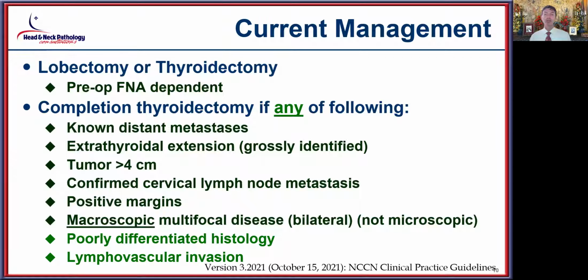And so if you think about the current management, either lobectomy or thyroidectomy, completion thyroidectomy is done if any of the following are present. So really you can tell that if it's any one of these particular characteristics: known metastasis, extrathyroidal extension, tumors that are larger than 4 centimeters, lymph node metastasis, positive margins, macroscopic disease, this is not microscopic tumor, but macroscopic multifocal disease. And then, of course, poorly differentiated histology and lymphovascular invasion.